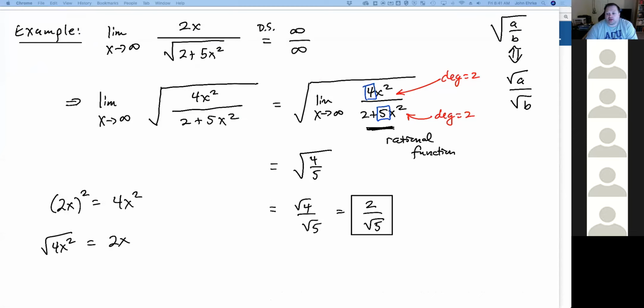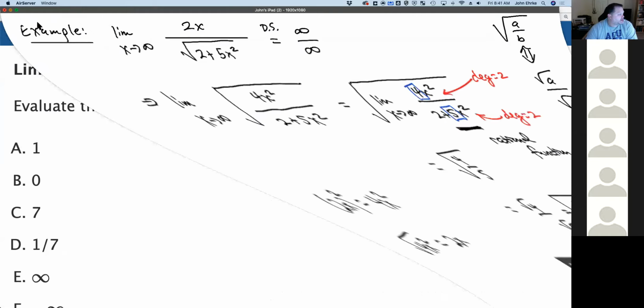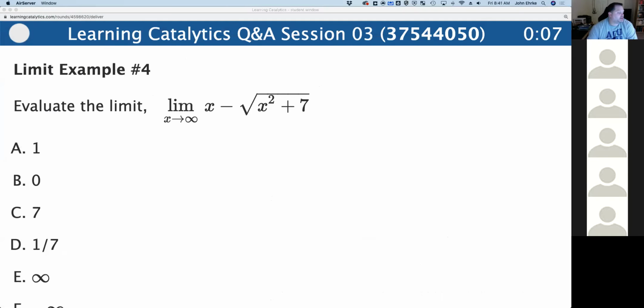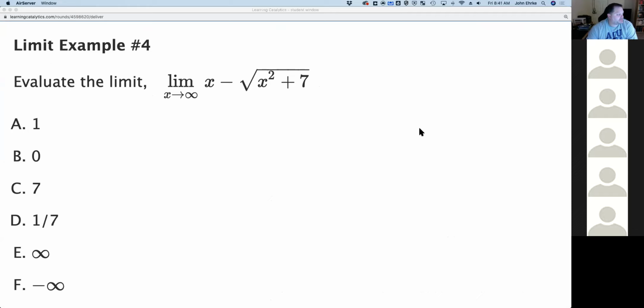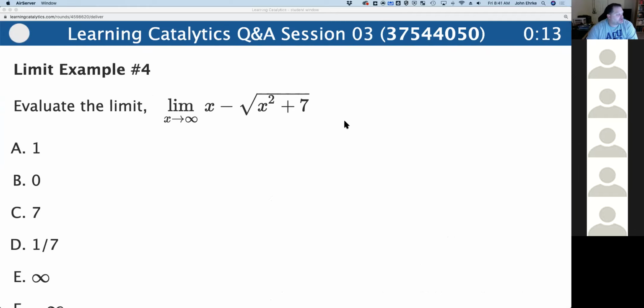All right, let's look at one more, and then we'll call it a week. The last one here to look at is this limit. I'll give you about 3 to 4 minutes to try this one out and see where we are.